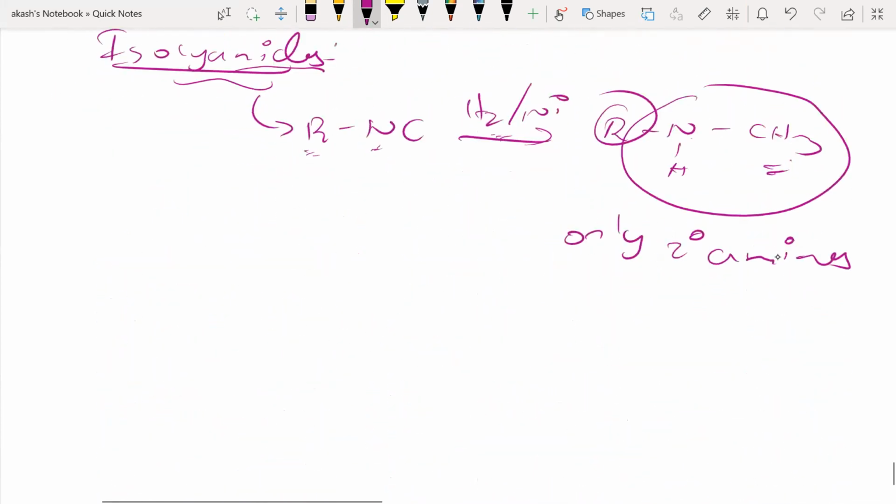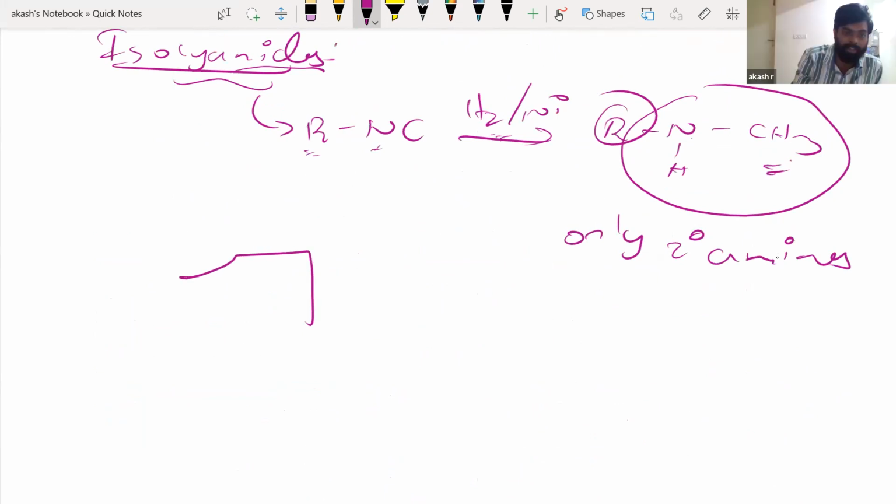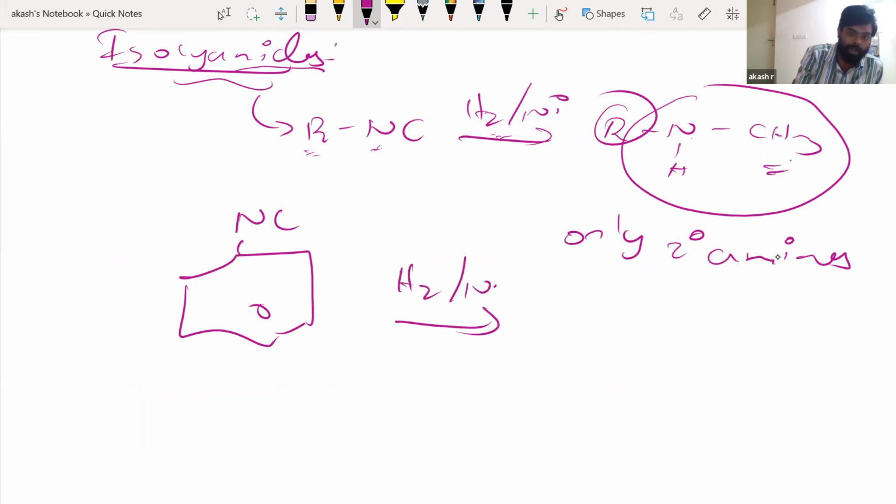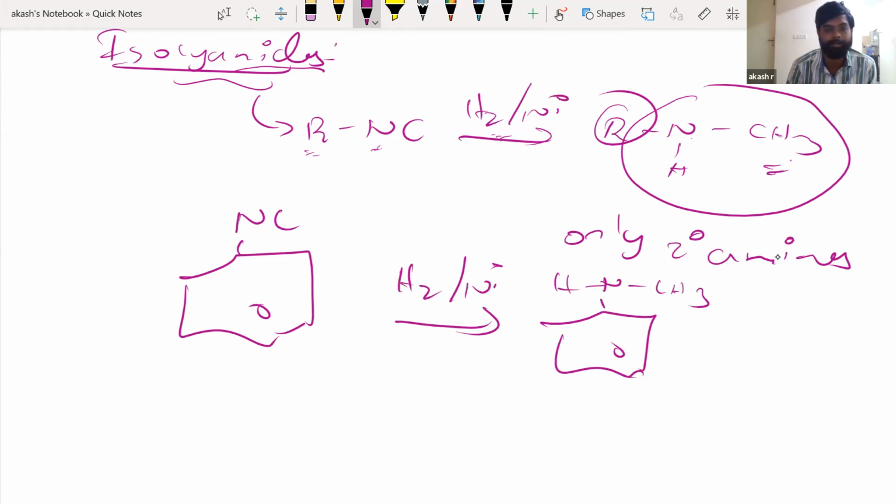Sir, I have a doubt. Say, if I take the same, one second, I'll answer your doubts. Say for example, if you have this one and then you go for H2 bar nickel, you will get a benzene ring with NH on this side and CH3. This is what you will get. Okay, yes, what was the doubt?